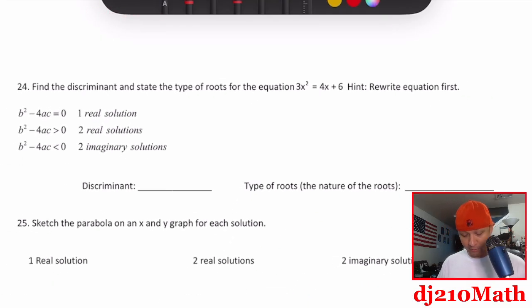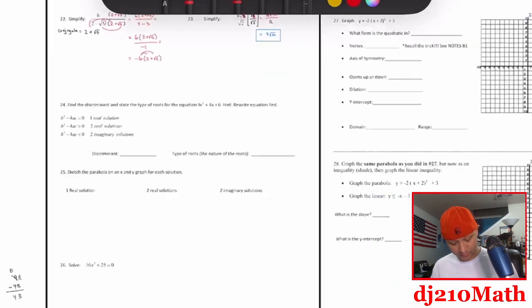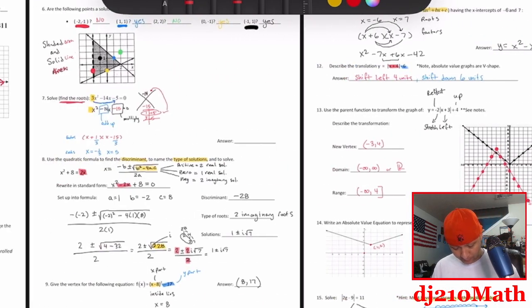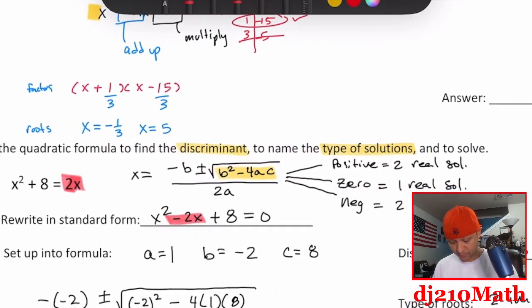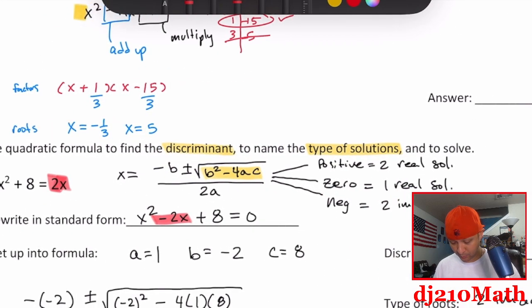Okay, find the discriminant and state the type of roots. Oh my goodness, we had this earlier. This is literally what we did on the front page. Look, number 8. That's what we just did. Is it worth doing it again?